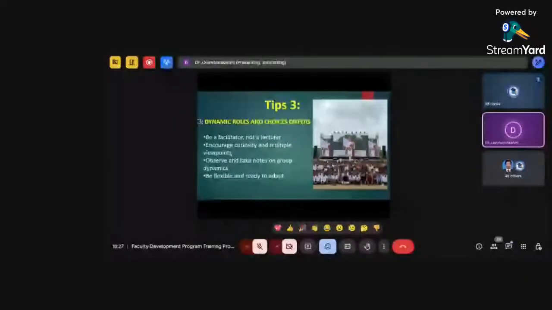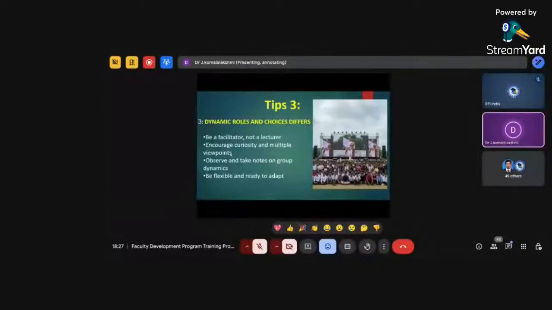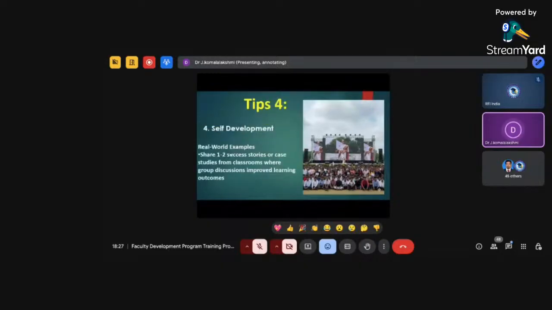So that adaptability is the employability skill, and that is developed in the group discussion. So the choices and the roles differ. The students take the choices. One may be observer, the other one may be a participant, another one may be an assessor. So the choices and accordingly the role differs. Then the fourth tip is self-development.